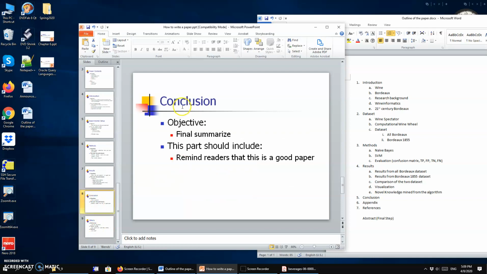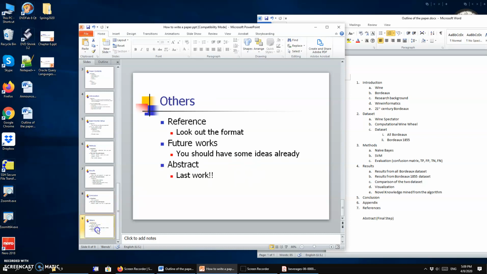So finally, the conclusion: you try to summarize your results. This part should include a reminder to the readers of why this is a good paper, because you have achieved better performances or you created a novel algorithm, etc. Finally, you need to add your references in the back, and whatever future work you have. In my paper, I combine the future work with the conclusion. Sometimes it can be separated out as an independent section, which is fine as well.